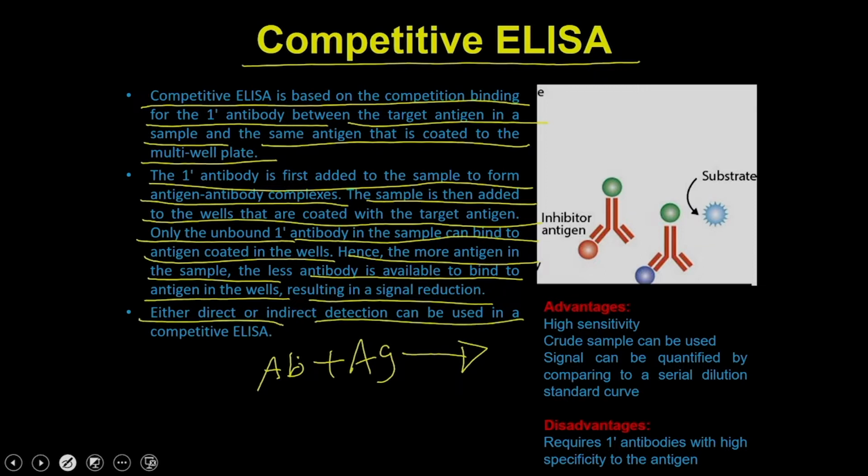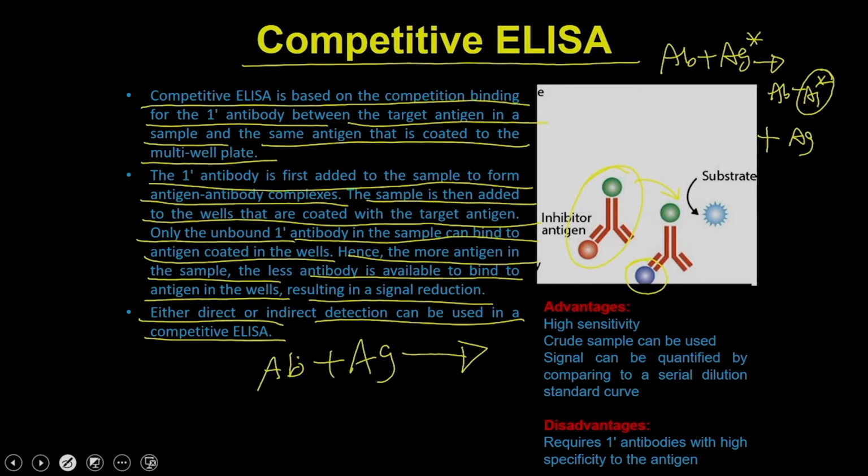Either direct or indirect detection can be used in the competitive ELISA. You have an antigen coated onto the plate, and you have an antibody which is bound to the antigen in the sample. When you add them, the antibody and the antigen in the sample make an antibody-antigen complex. The antigen coated onto the plate is then in excess relative to the free antibody, so the excess antibody reacts with this antigen. This antibody has an enzyme, which processes the substrate and gives you the color.